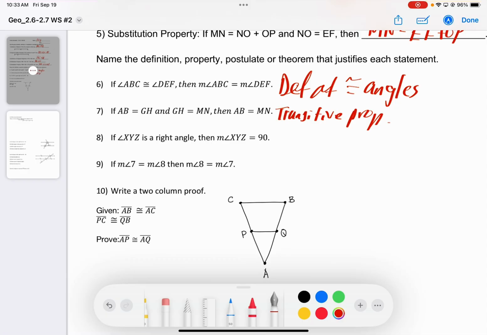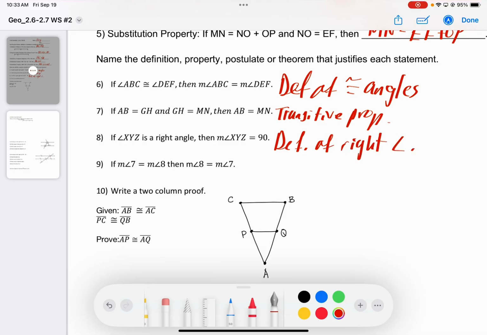And then number 8 says, if XYZ is a right angle, then the measure of angle XYZ is equal to 90 degrees. This one's a little tricky. I know that no one put it up there. Does anybody have an answer for this one? We'll see whether it's right or not. What do you think, Julia? Definition of a right angle. That's perfect. That's by definition, so I would say definition of right angle. Good. Definition of right angle is exactly right.